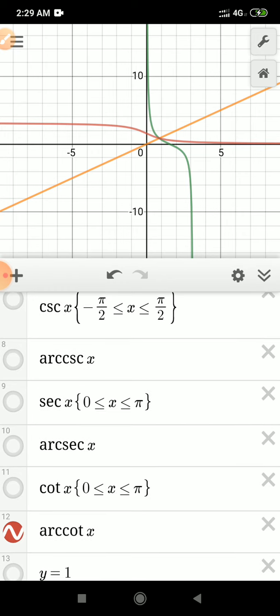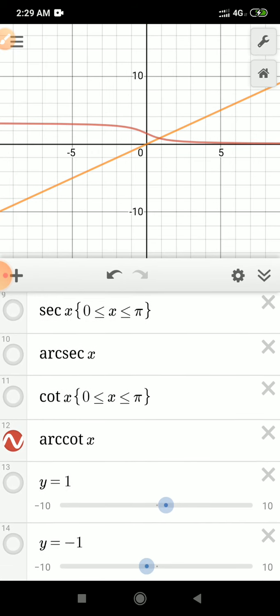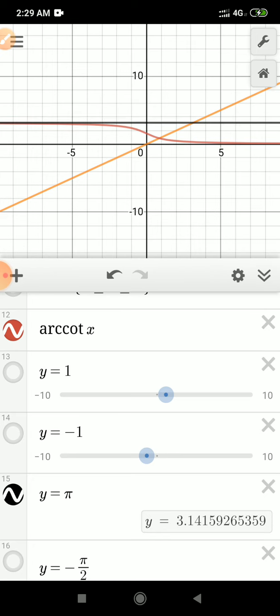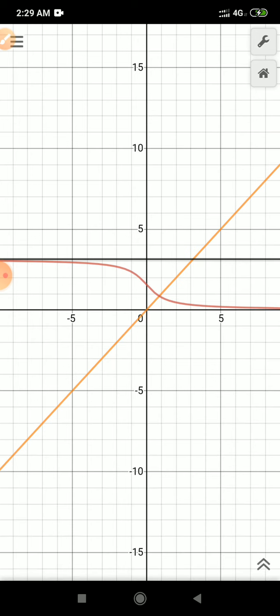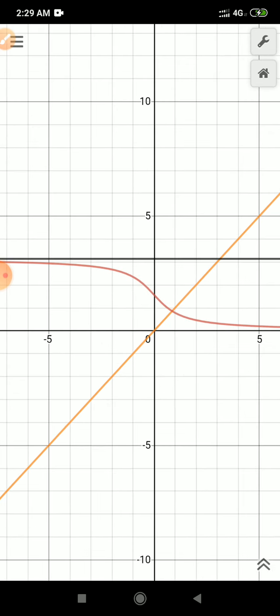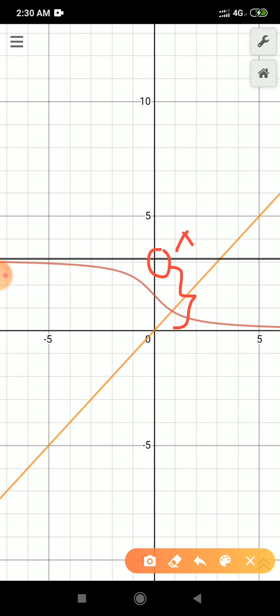So first of all, I am deactivating cot, and I am activating the line y equals to pi. So see, the graph is defined all over the x-axis, so we can say the domain should be the whole set of real numbers, and only within the range 0 to pi, because this line is pi, within this range 0 to pi the function is defined. So we can say the domain should be the whole set of real numbers, and the range should be 0 to pi.